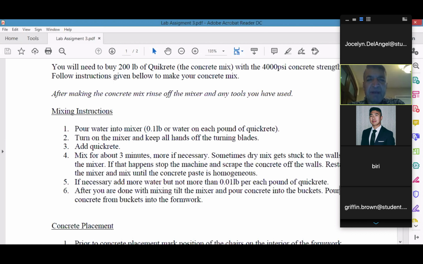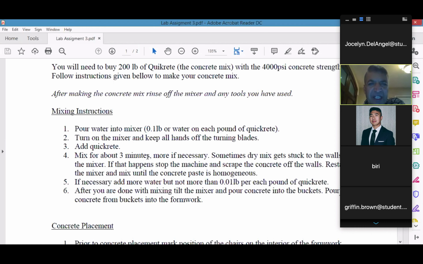Follow instruction given below. It's a typo here. Below is misspelled. To make your concrete mix. So how are we going to do that? If we were in the lab, you would have this page with you and follow the instructions, okay?